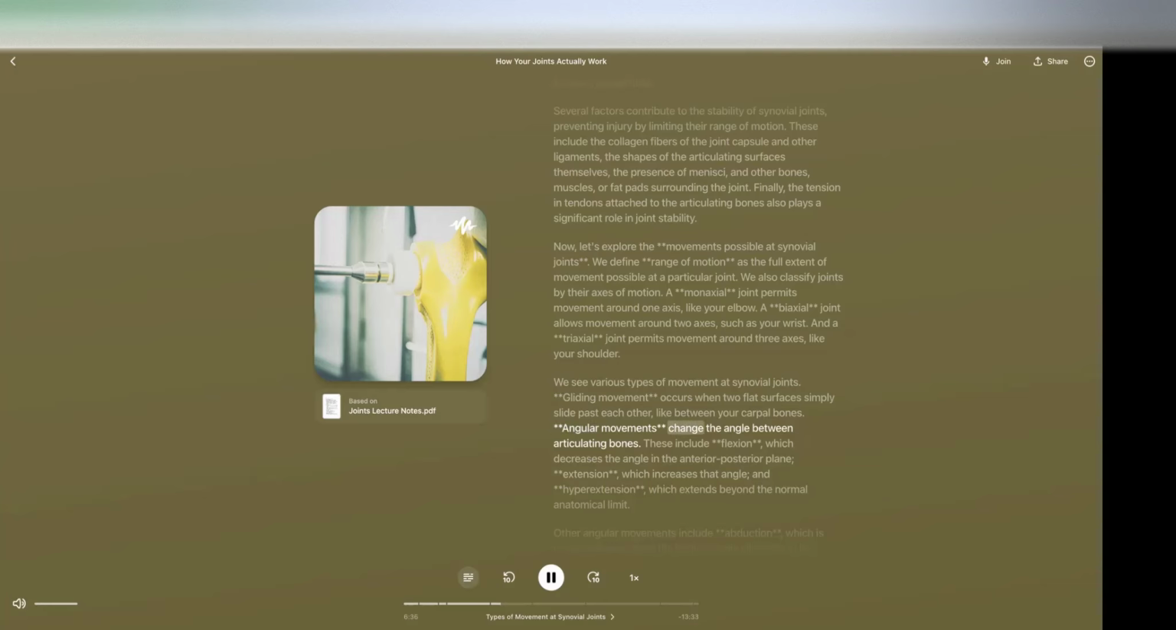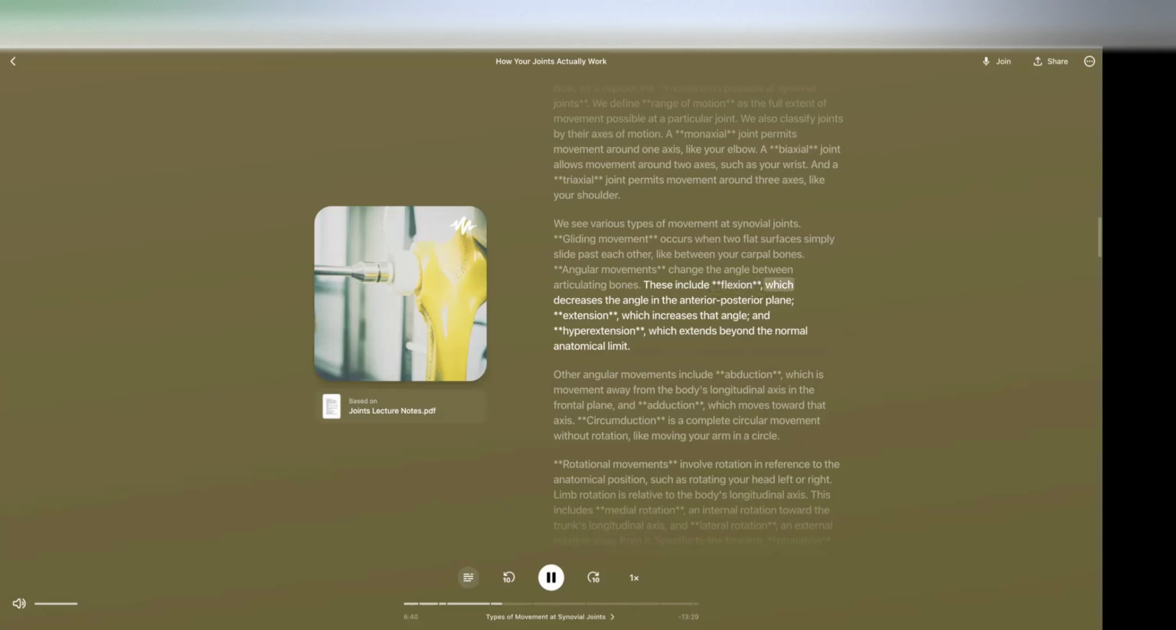Angular movements change the angle between articulating bones. These include flexion, which decreases the angle in the anterior-posterior plane, extension, which increases that angle, and hyperextension, which extends beyond the normal anatomical limit. Other angular movements include abduction, which is movement away from the body's longitudinal axis in the frontal plane, and adduction, which moves toward that axis.